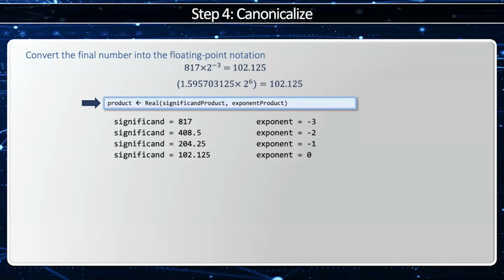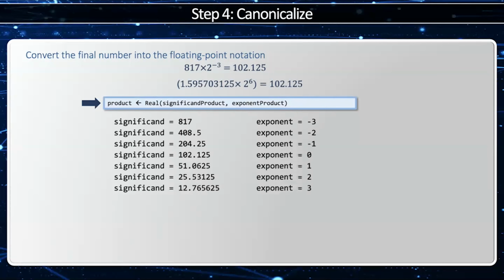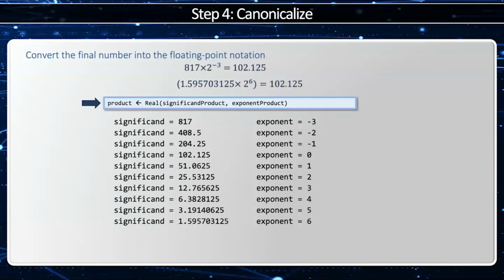And again, and again. I'm going to continue this process until the significand is greater than 1 and less than 2. And there we are, greater than 1, less than 2. Now I take that significand and I turn it into the binary format, and I take the exponent and I turn it to the exponent bias format.